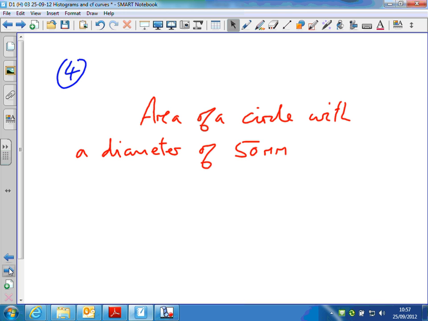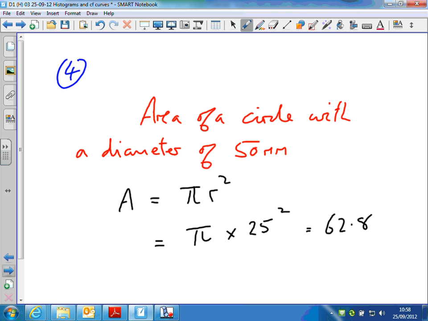Next, number 4, area of a circle. So formula for the area of a circle, pi r squared. We need to know that. So all I've got to do is key into the calculator pi, hit the pi button, times by r, which is half of the diameter, 25 squared. And then equals. And what do you get? 62.8 unit.